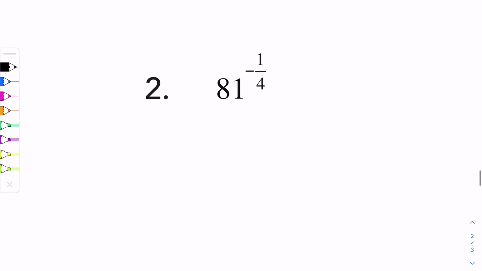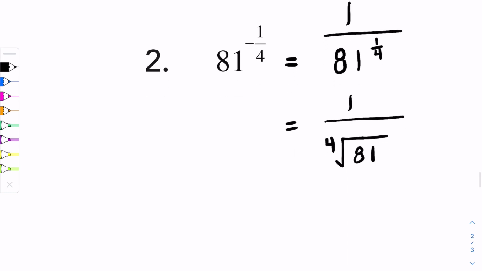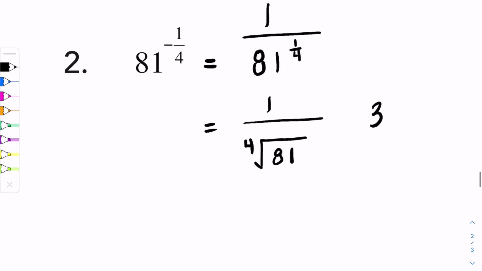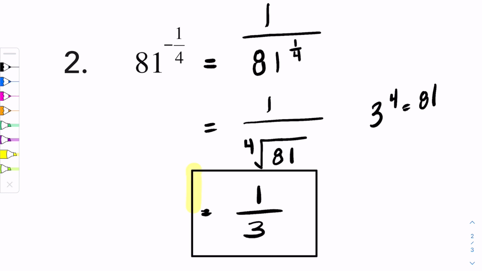For number 2, we have 81 raised to the power of negative 1/4. So I'm going to rewrite this as 1 over 81 raised to the power of positive 1/4, which becomes 1 over the fourth root of 81. And the fourth root of 81 is 3. That's 3 to the fourth power is equal to 81. That means we have 1 over 3 as our final answer. Again, don't necessarily have to write out all those steps. Just understand what 81 to the negative 1/4 power is asking.